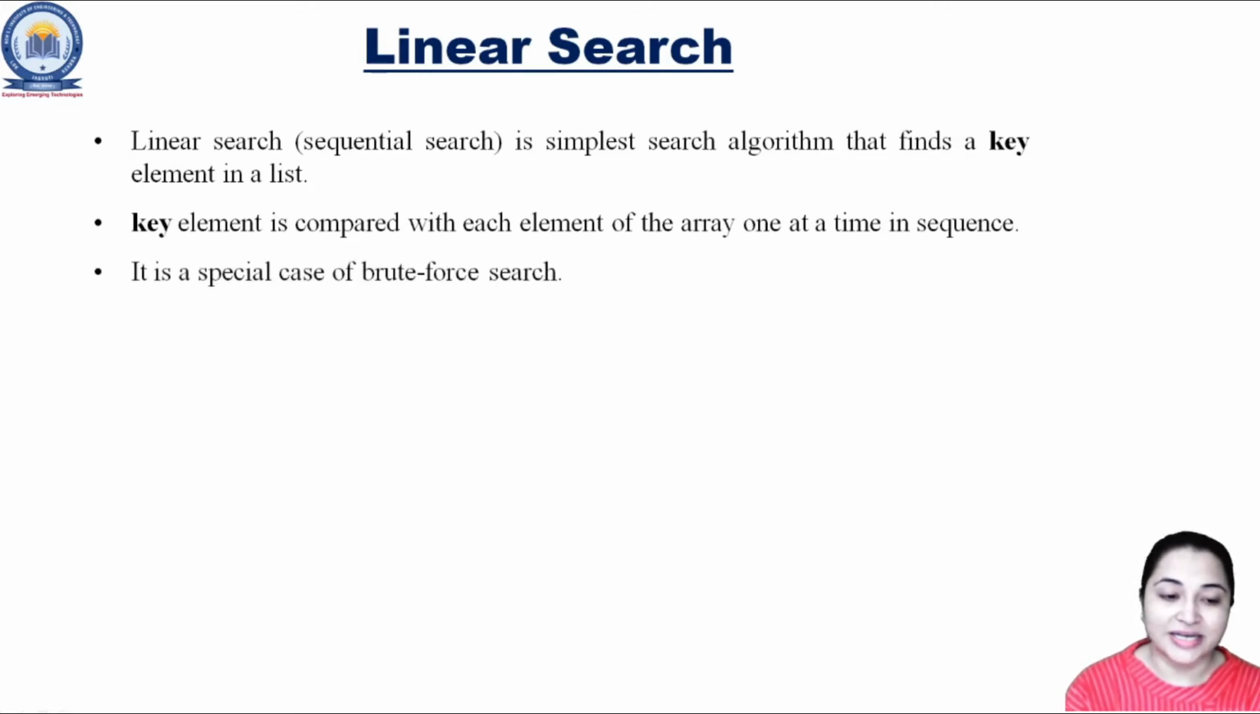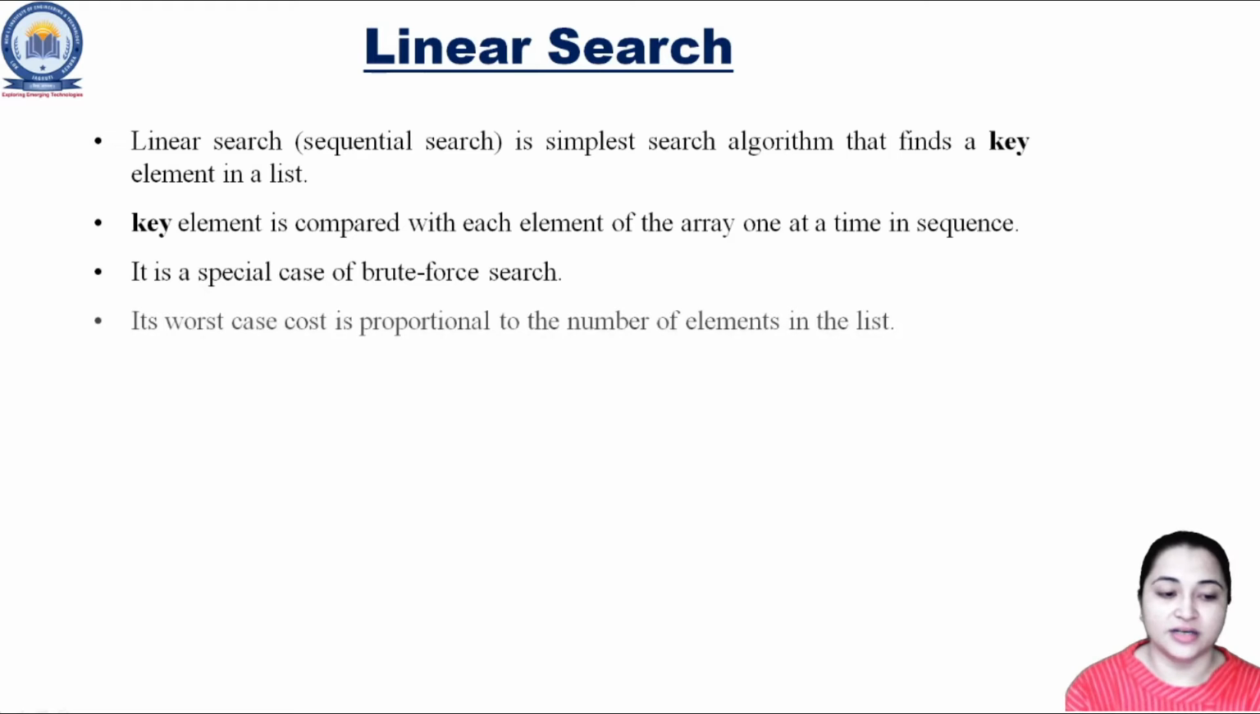So it is a special case of brute force search, and its worst case cost is proportional to the number of elements in the list. So if we want to find a key which is present at the last index in the array, then we have to traverse all n nodes. That's why in the worst case, it is proportional to the number of elements in the list.